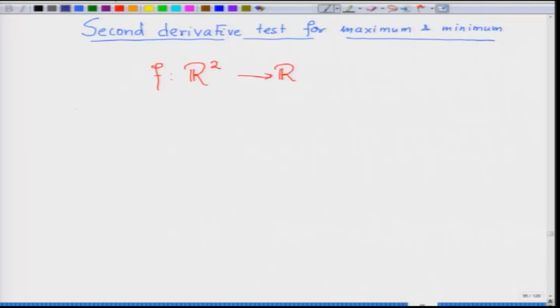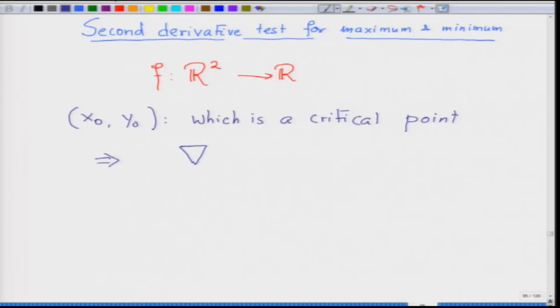So, we will start by considering a point x naught y naught which is a critical point. So, what is a critical point? You know what a critical point means. A critical point is something which satisfies that the gradient of f at x naught y naught must vanish.